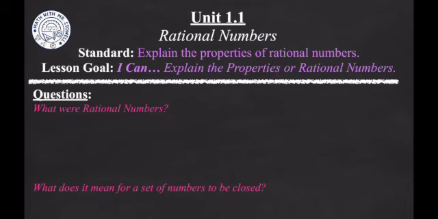So remember that rational numbers are the fractions. These are any number that can be written as a ratio or a fraction of two integers. Remember, that's our symbol for integers, a Z. So it's a ratio of two integers, a fraction.